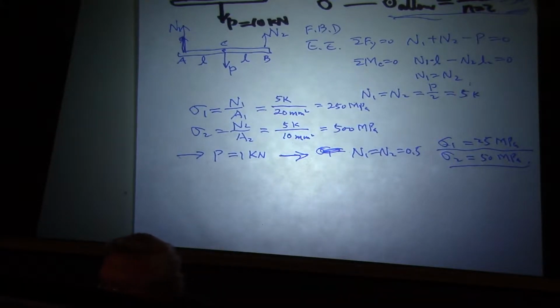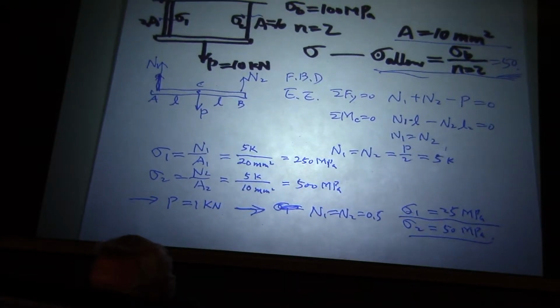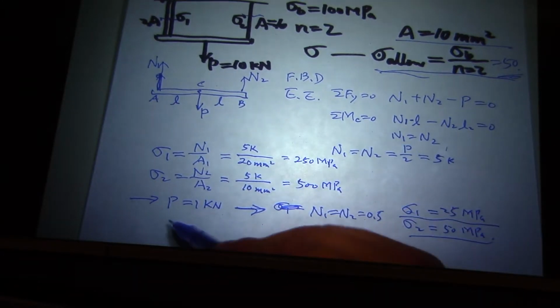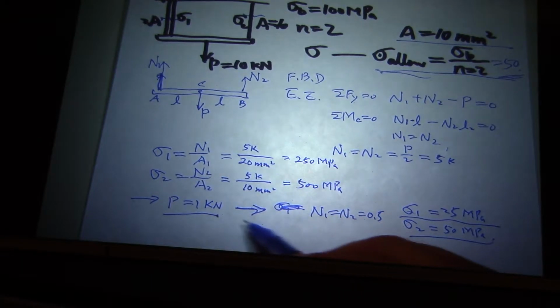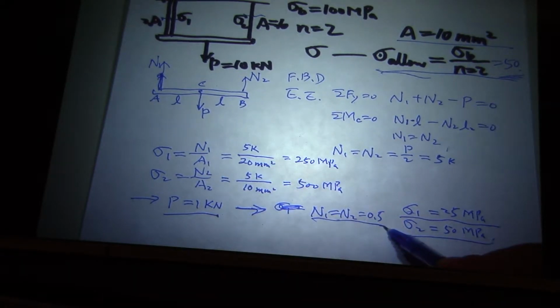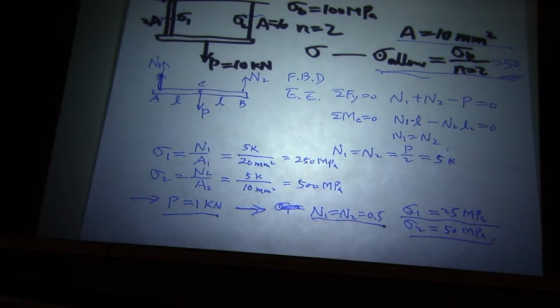Okay, yes? When we're counting stress, you're dividing 5,000 by 20 millimeters squared. You need to convert the millimeters squared to meters squared. Counting which one? On sigma 1 and sigma 2, you're dividing 5,000 kilonewtons by 20. I don't see a 5,000 there. 5K. Half your P. Half the P, so P is 1, right? So half the P basically is N1, N2, that's 0.5. But when we divided it, you need to change the millimeter squared to meter squared?